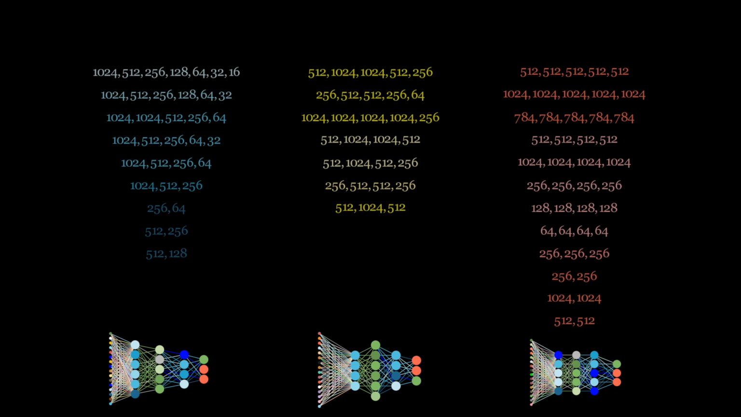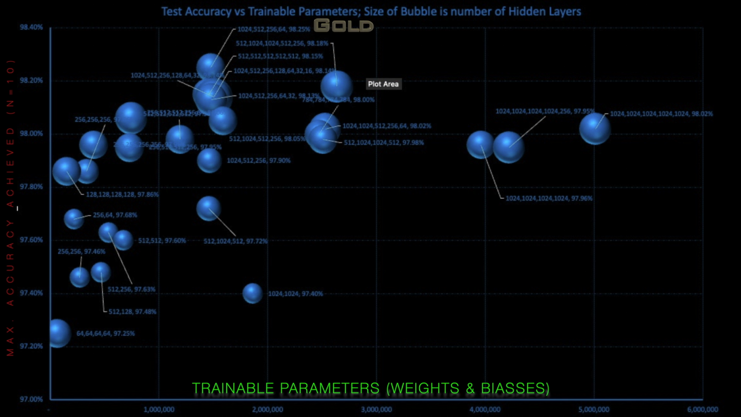For this simpler task, our gold medal winner is a 4-layer trapezoid-shaped network. In its hidden layers, it has 1024, 512, 256, and 64 neurons. It achieves a best accuracy of 98.25%. Silver goes to a 5-layer hybrid network, and bronze to a 5-layer rectangular solution.